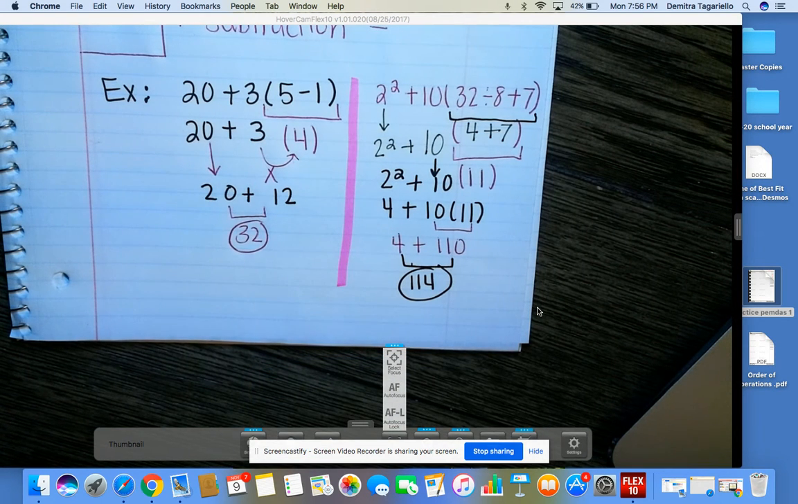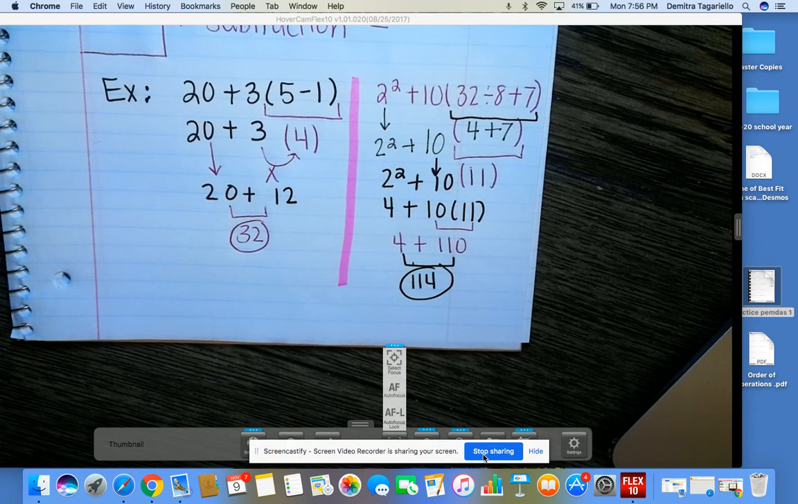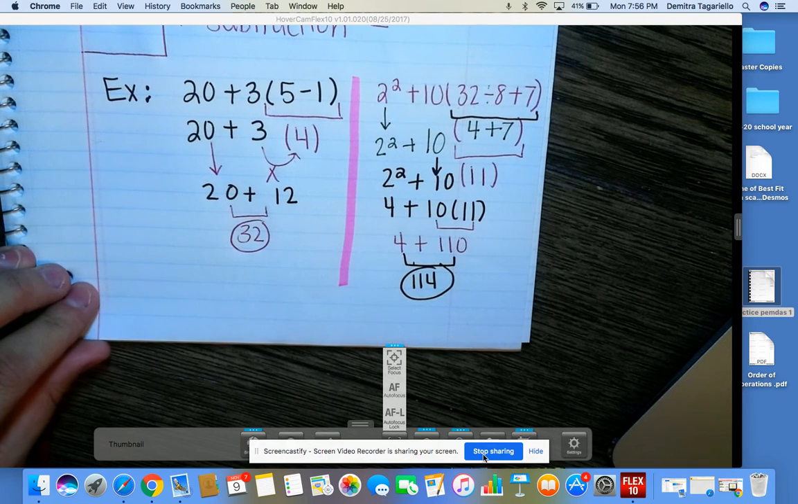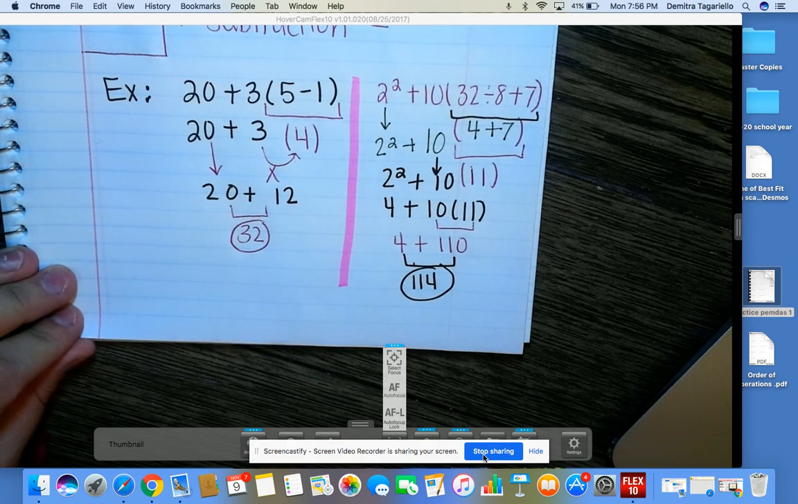Okay, so these are very basic examples. We're going to go into additional 2 problems that are going to be multi-step before you get some practice on your own, okay? So finish writing down these notes and then flip to the next page and get ready to write down some multi-step.